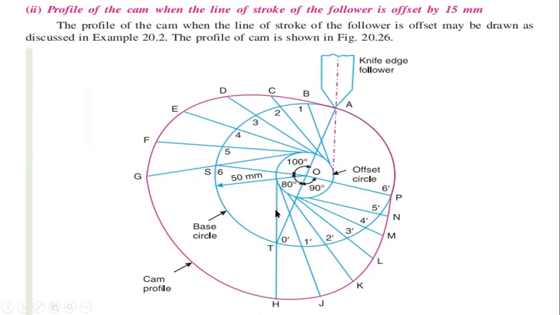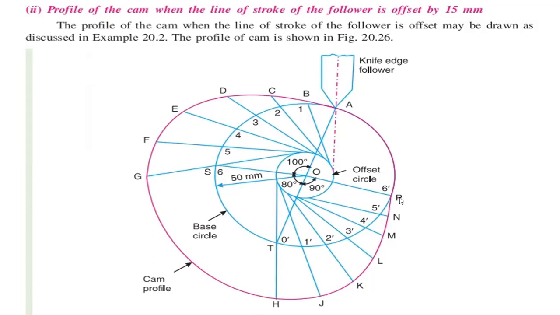Then you have to take the dwell period next, which consists of 80 degrees. So this is the 80 degrees line, and then draw the curve with the compass, taking the radius as OG. So this is the OG radius. Take the length and draw an arc.